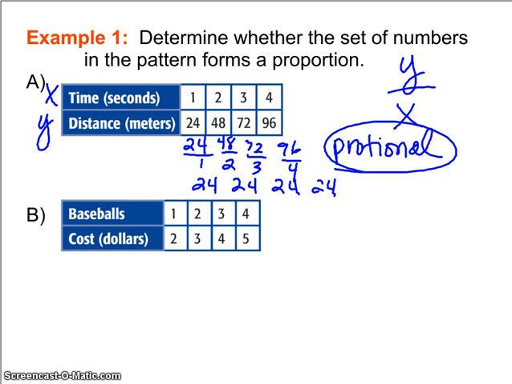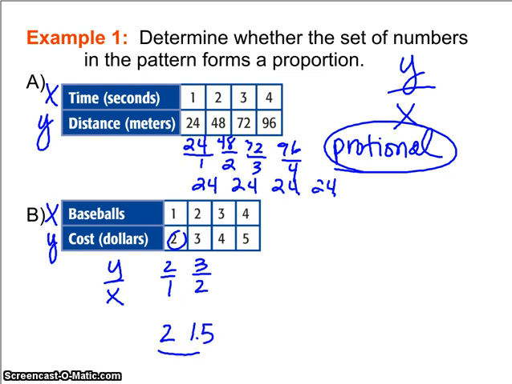And that is the answer for this one. For B, again, I'm going to denote the x and y values. And in order to compare these, I want you to do y divided by x. So here the y value is 2 over 1, which is 2. 3 divided by 2 is 1.5.